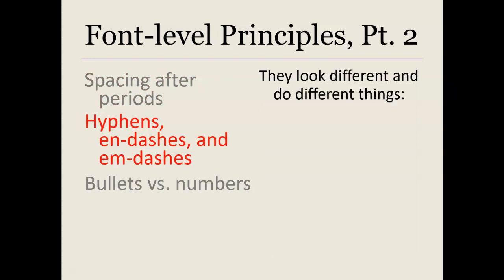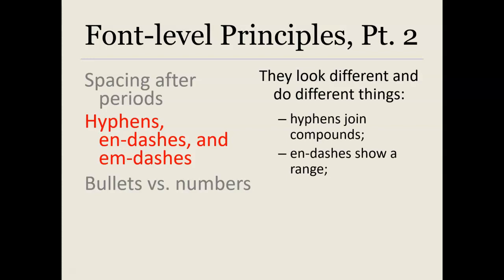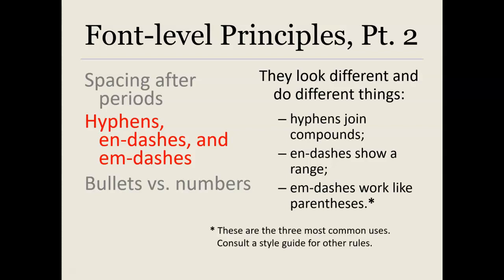Hyphens, N dashes, and M dashes. These are pieces of punctuation that look similar, but they're actually quite different and they do different things. So here's what they do. A hyphen is going to join compounds together. An N dash will show a range. And an M dash works kind of like parentheses. Now, there are more uses for an M dash, but this is the most common use.